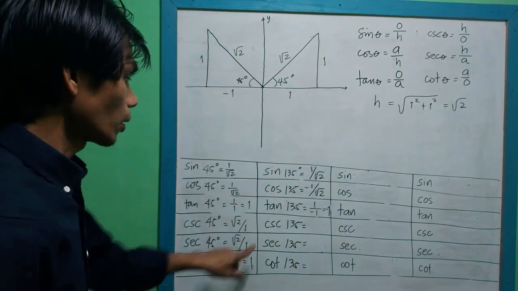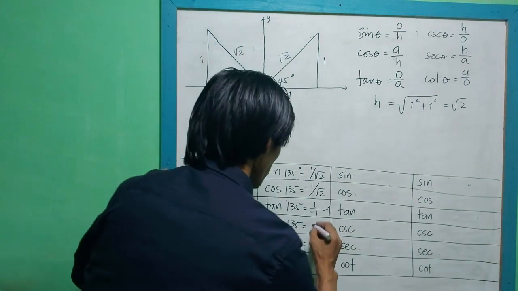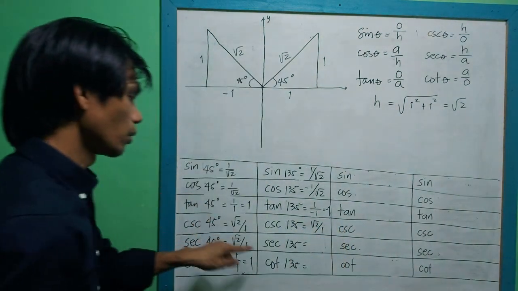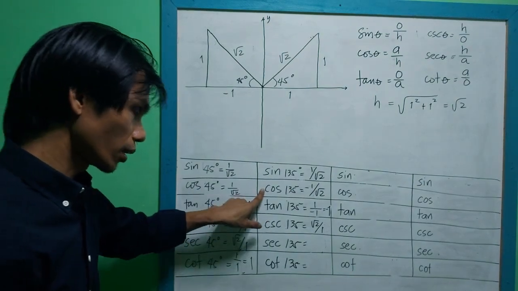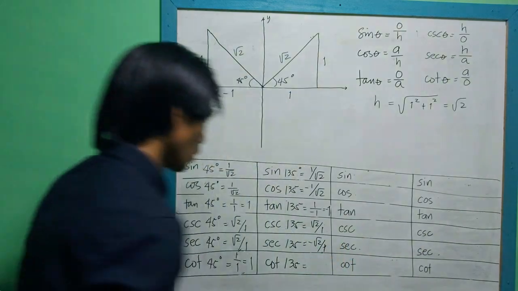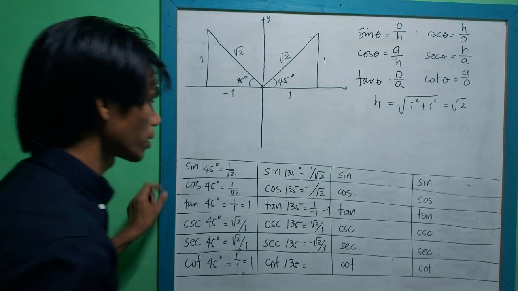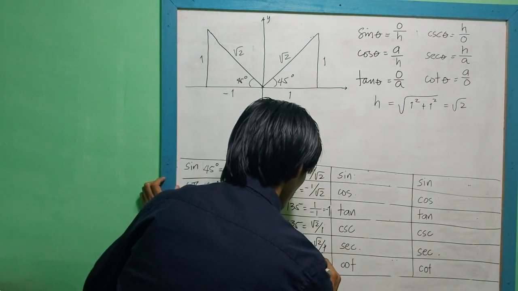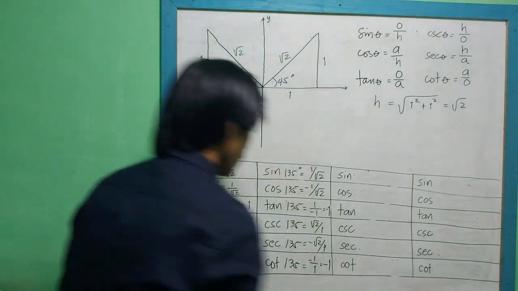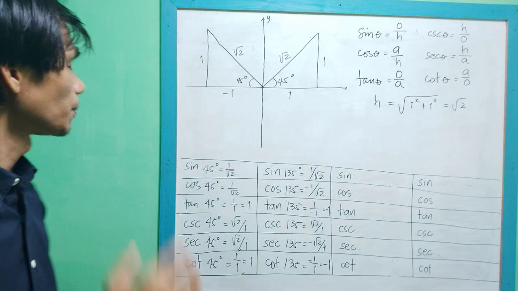Okay? And then, cosecant 135. Pagbaliktarin mo lang tong cosecant na yan. Yan, this is square root of 2 over 1. Okay? Second, pagbaliktarin mo lang din to. That is negative square root of 2 over 1. Cotangent. Okay? Pagbaliktarin mo lang yung tangent, that is negative 1 over 1 or simply negative 1. So, ganon. Okay?